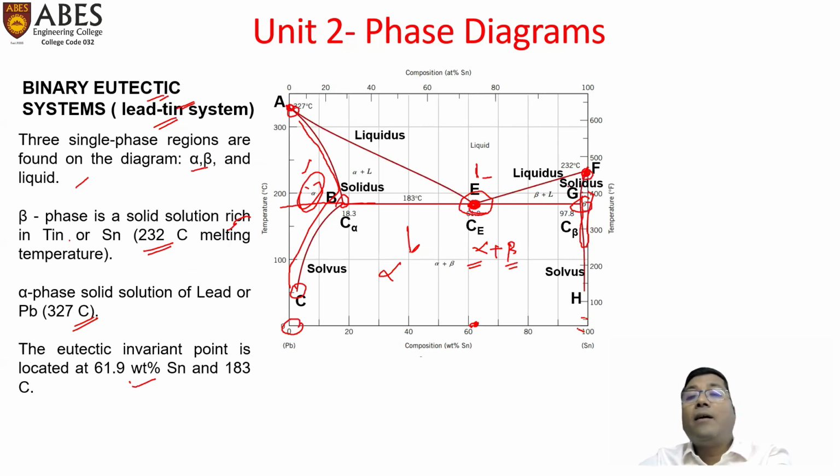Similarly, beyond this H, G, F region, only single phase beta would be present, with complete solubility of one into another.